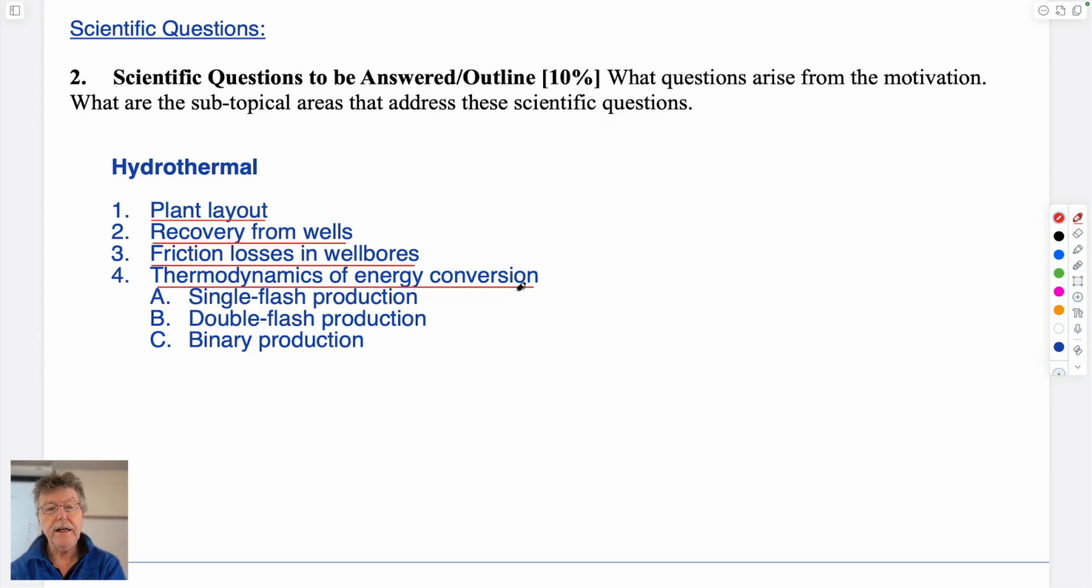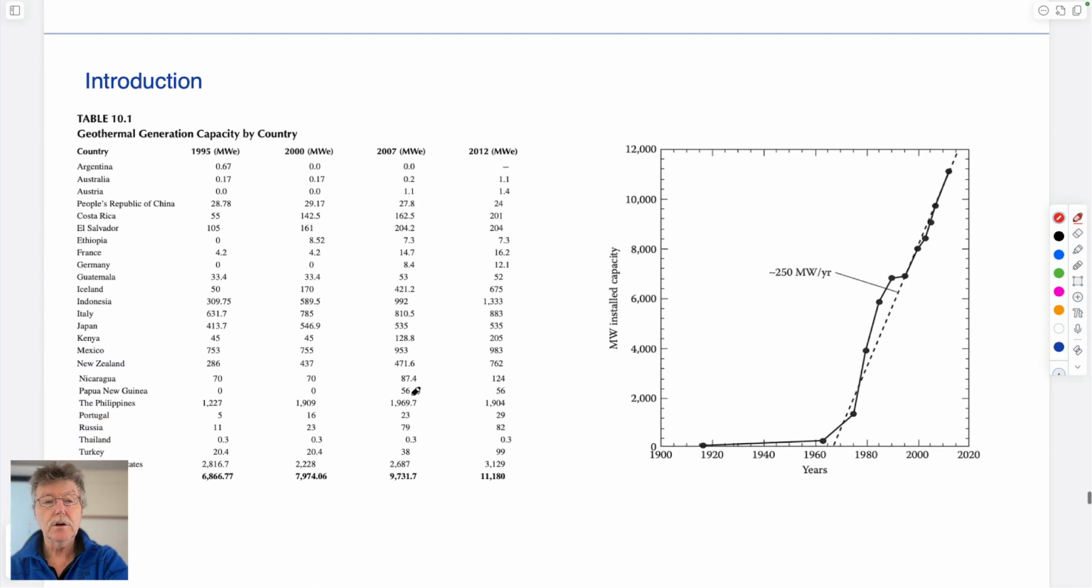So in other words, when you flash hot water to steam and use that steam to run through a turbine and generate electrical energy from the phase change, that could be either single or dual flash, or as we just talked about, binary production, where you can actually produce electricity from fluids that come out of the subsurface which are less than boiling point and that don't flash to steam.